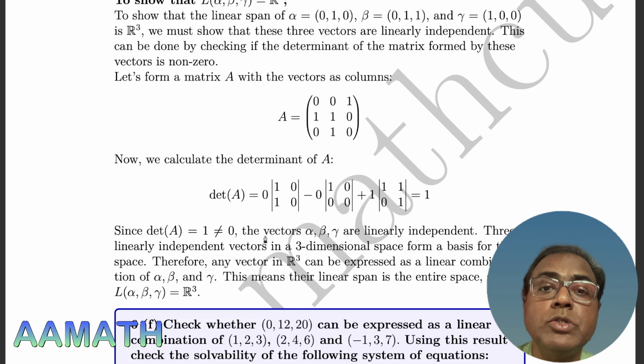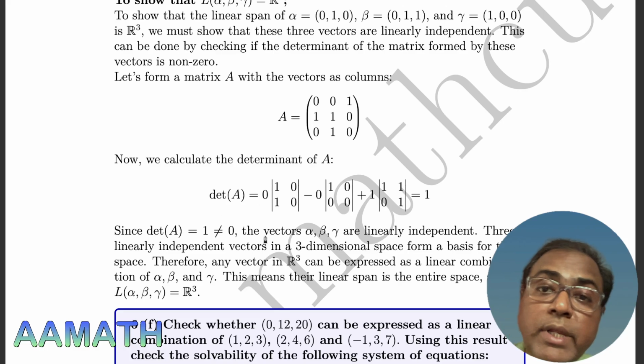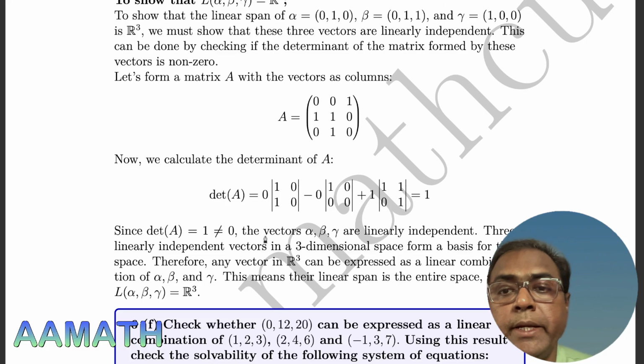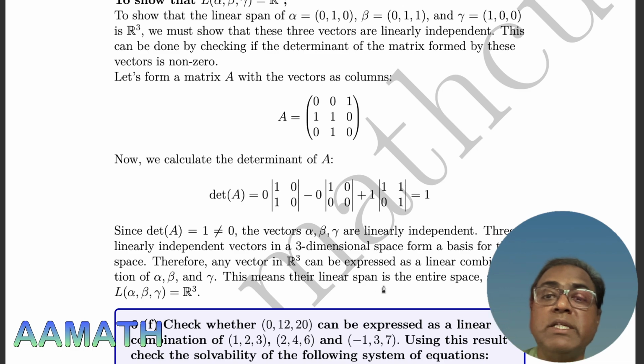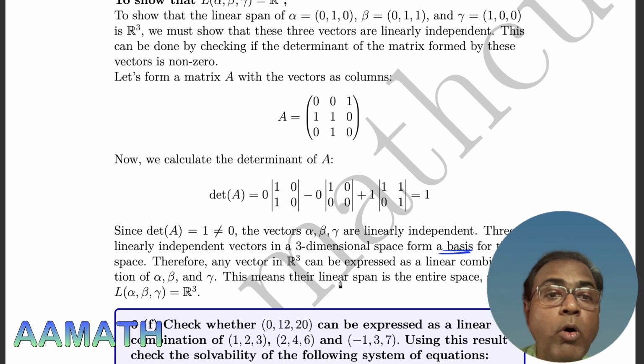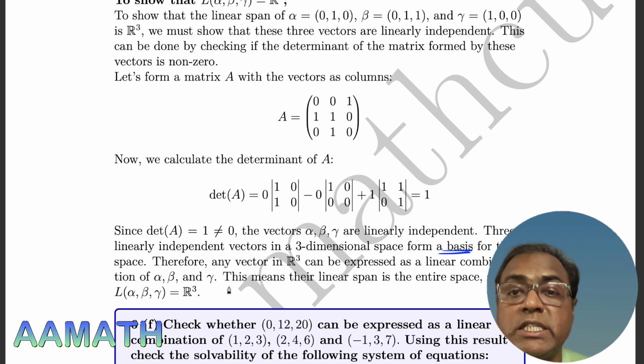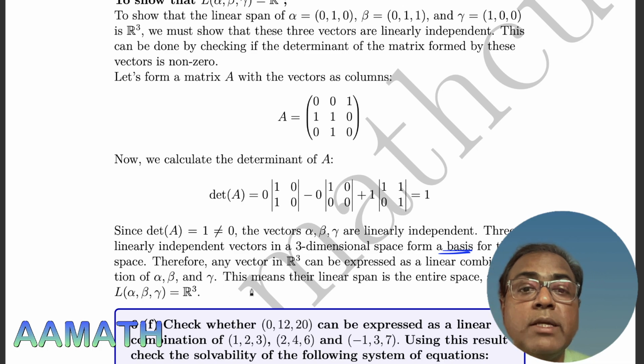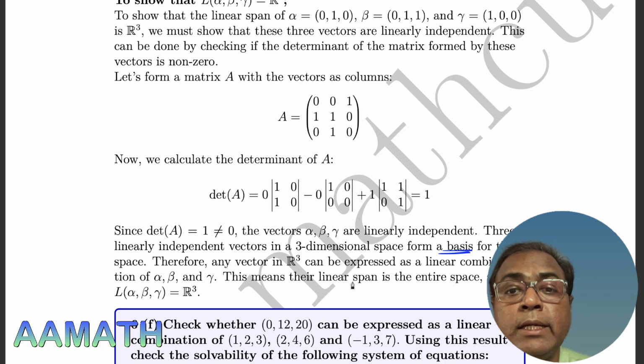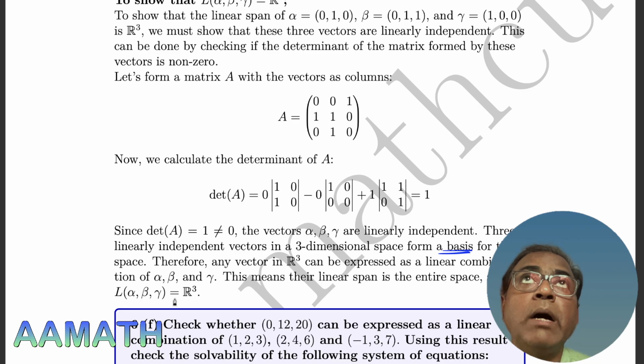Since the determinant is not equal to 0, the vectors alpha, beta, gamma are linearly independent. Three linearly independent vectors in three-dimensional space form a basis, by theorem, for that space. Therefore, any vector in R3 can be expressed as a linear combination of alpha, beta, gamma. This means that the linear span is the entire space R3. So L of alpha, beta, gamma equals R3.